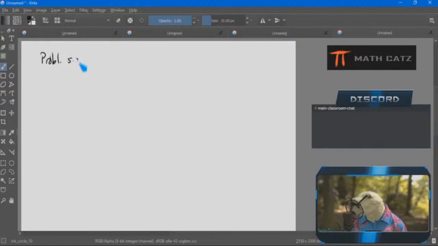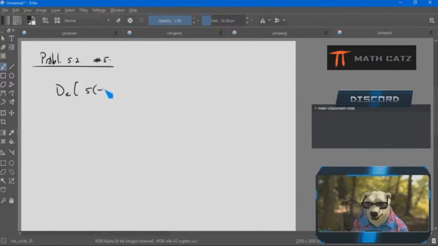Problem 5.2, number 5. I want to find the derivative. Oh, that's a square bracket. Derivative of 5 times all of 3x squared plus 5x plus 1. Like so. Showing all the steps, stating each property. That's our level right now. Okay. However, I have to look at the function. What am I working with in the square brackets?